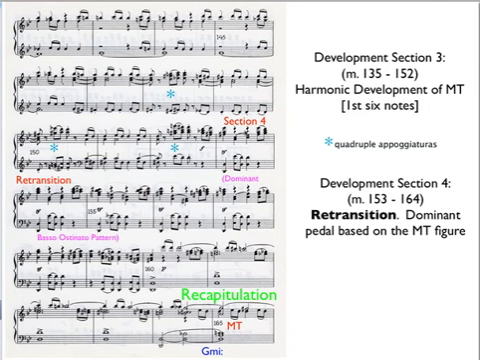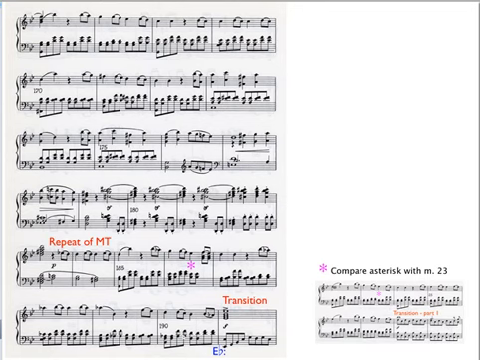There's a section 4, a retransition, so it's modulating back, and the retransition brings us back to the key of G minor for the recapitulation. The recapitulation starts off the same as the exposition, but notice in this measure, where this little asterisk is, that in the exposition, we went from this E flat down to the C minor, but here, in the recapitulation, he goes down to D minor.